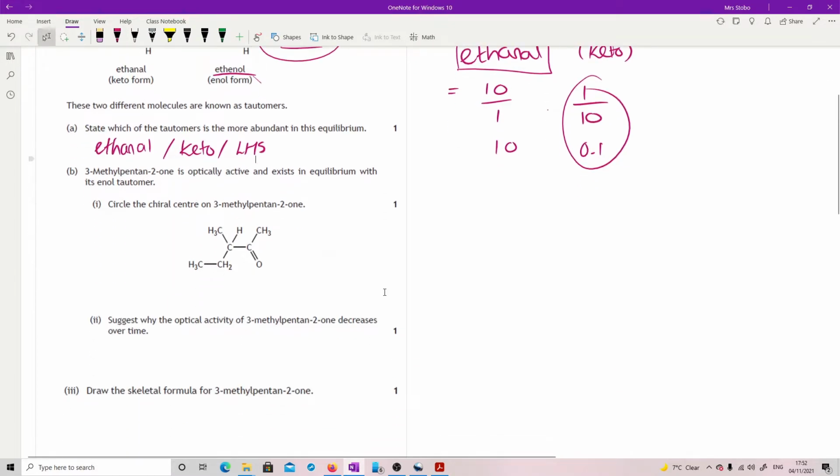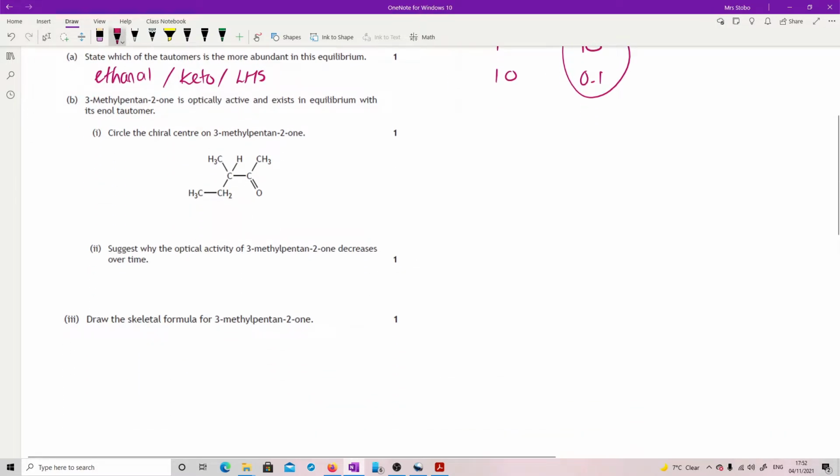For B, 3-methylpentan-2-one is optically active and exists in equilibrium with its enol tautomer. Circle the chiral center on this molecule. Okay, chiral, you have to remember you need a carbon which has 4 different groups round the outside. All 4 of these need to be different, and it has to be 4. This one is out because it's got 3 that are the same. This one's out because it's only got 3 things attached to it. This one has 1, 2, 3, 4 different things. That's your chiral center, so that's the one you've got to circle.